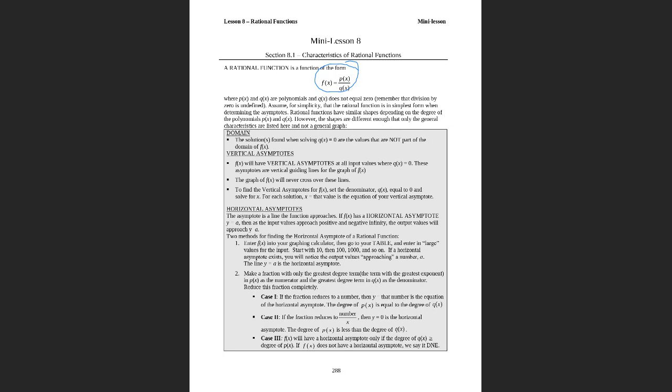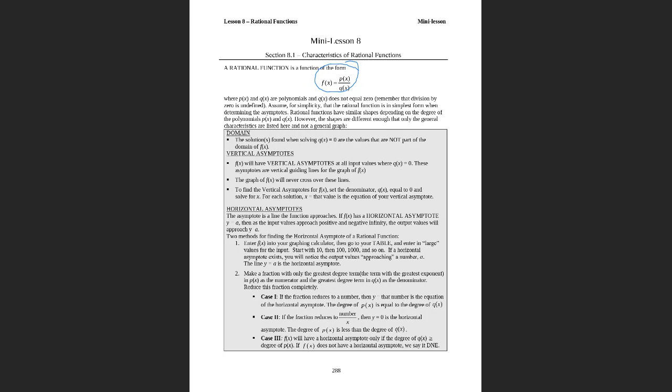Because of that, the domain of a rational function is going to be found by solving q of x equals 0. When you solve q of x equals 0, whatever you get is not going to be part of the domain of f of x. Why? Because we just talked about the fact that q of x must not equal 0.